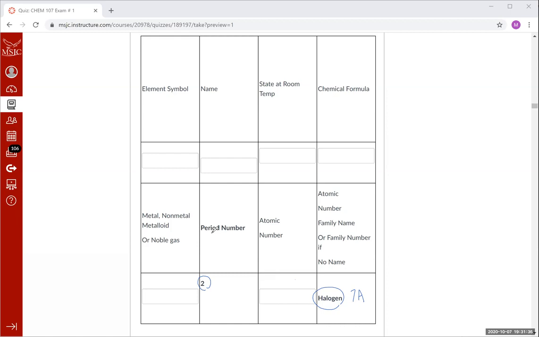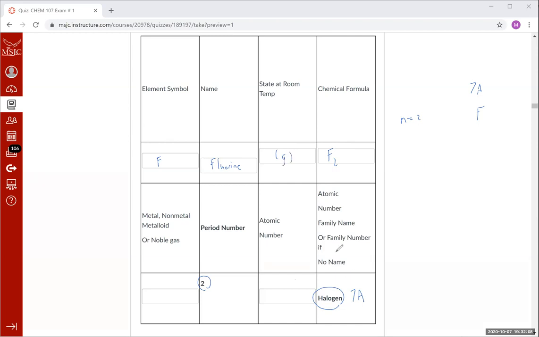A period 2 halogen. Fluorine. So in the 2nd row and the 7th column, that would be fluorine. Halogens, as we discussed, are diatomic species. And what is the physical state of fluorine? Is it a solid, liquid, or gas? Gas. It's a gas.